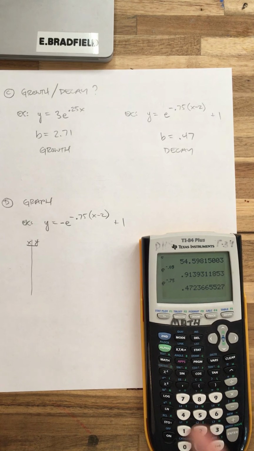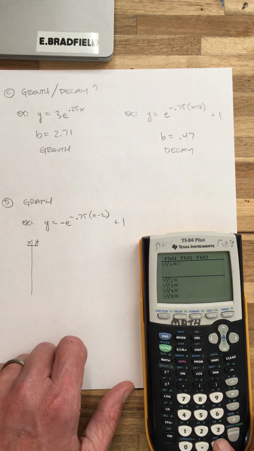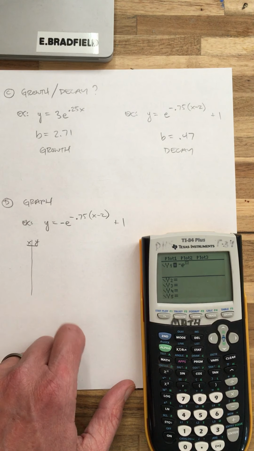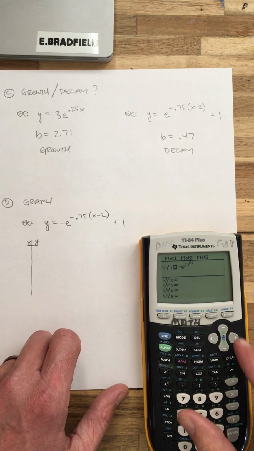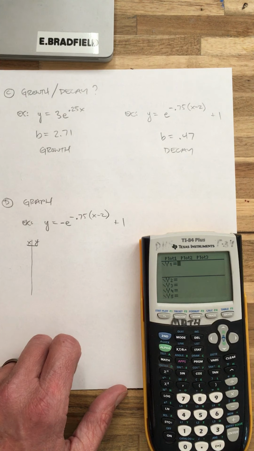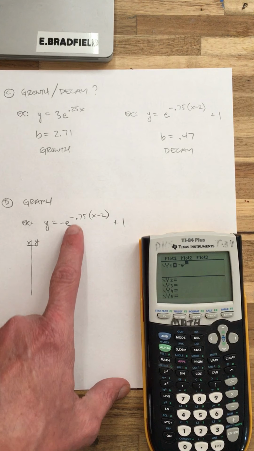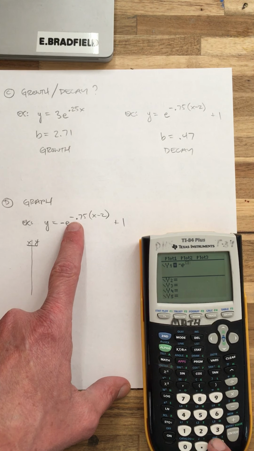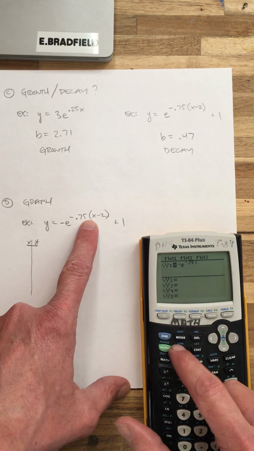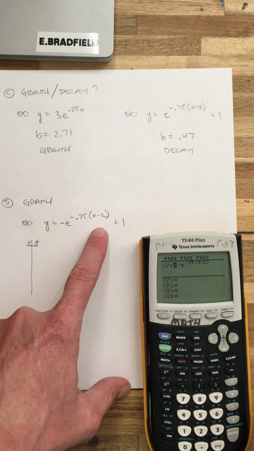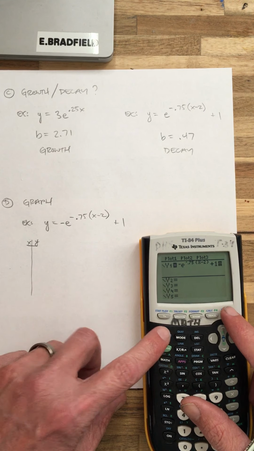It shifts up once. So let me go to y equals. Let me clear this. I'm going to put negative e to the power of, sorry, let me back out of there. It was already to the power of, so negative e raised to the power negative 0.75 times x minus 2, and then I'm going to get out of there and put plus 1. All right, and let's get our table.